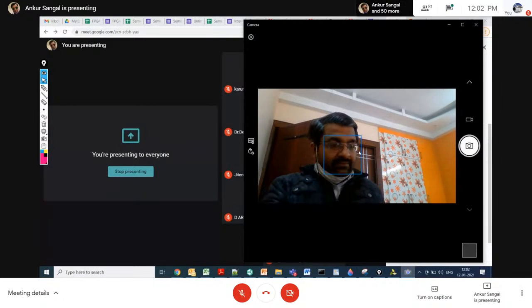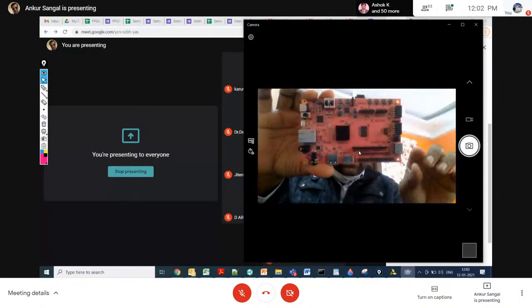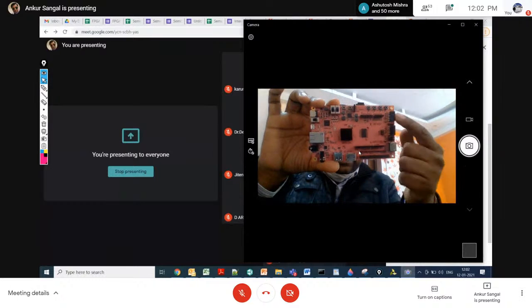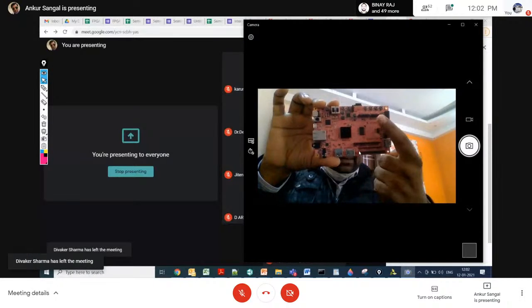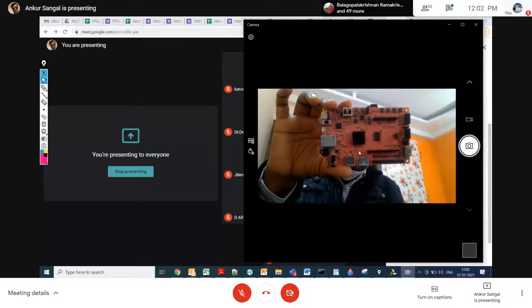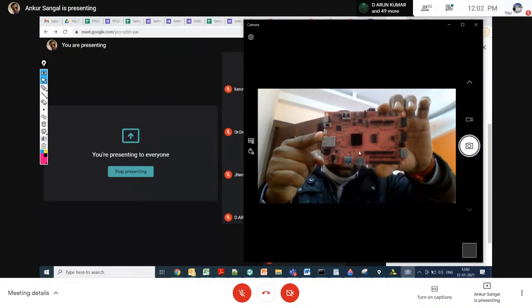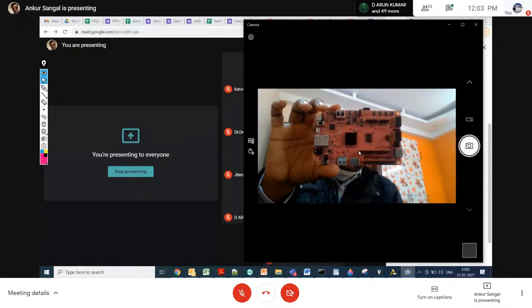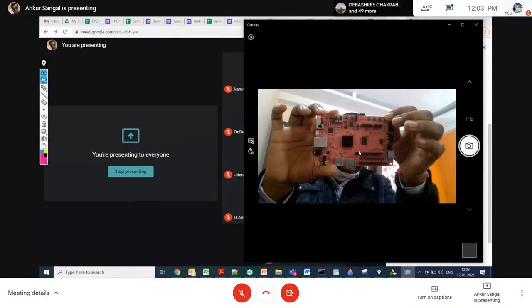You can see this is your board. Under this heatsink, your FPGA IC is available, and these GPIOs are available. And on this board, Raspberry Pi connectors are also available, so if in future you want to connect with a Raspberry Pi board, you can. Ethernet is also available. You can use it.